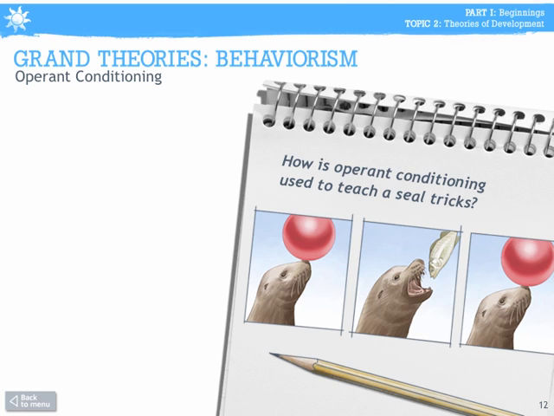Operant conditioning. How is operant conditioning used to teach seal tricks? Here the behavior is balancing a ball and the consequence is receiving food. Translate this process to human development and you might better answer questions like, what happens when a child gets a hug for wanted behavior? When a gambler hits a jackpot by pulling the lever of a slot machine?